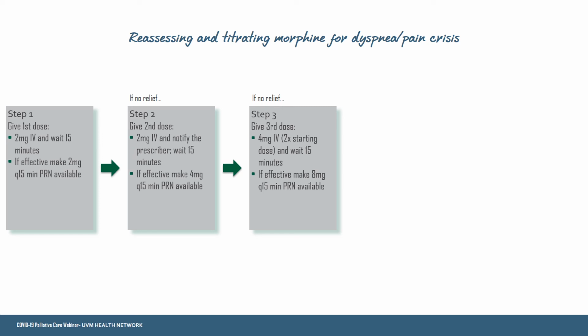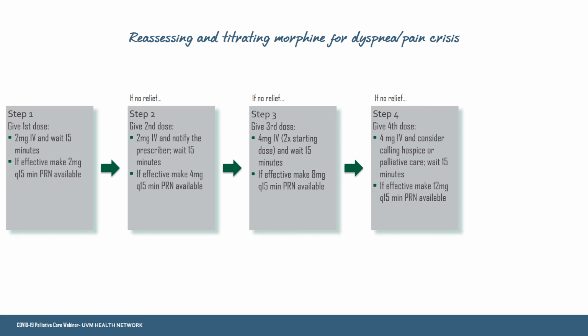Give a third dose that is 2 times the starting dose. Here we use 4 milligrams. Wait for peak effect. If this is effective, then you can order 8 milligrams, which is the total dose titrated to achieve comfort. You may choose to reduce this dose if you're concerned for side effects by 25 to 50%. If there's no relief, move to step 4.